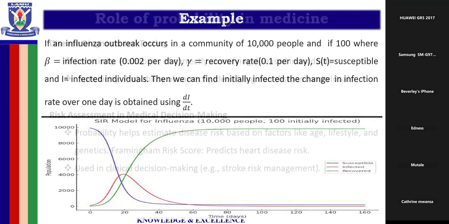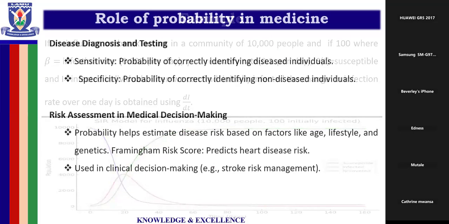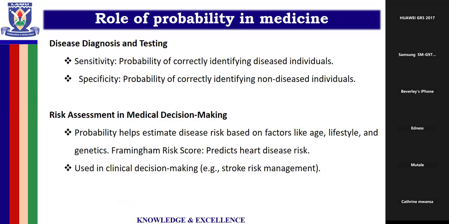Now, role of probability in medicine. Probability is used in disease diagnosis and testing. There are two main important words as medical professionals we need to understand. Number one is sensitivity. Sensitivity is the probability of correctly identifying diseased individuals. Specificity is the probability of correctly identifying non-diseased individuals.